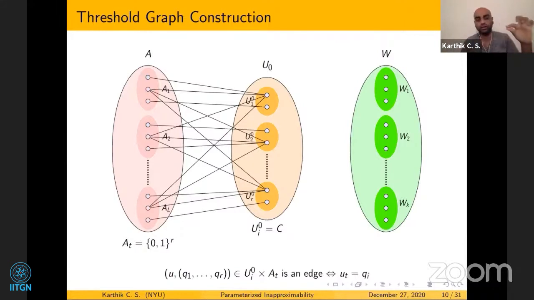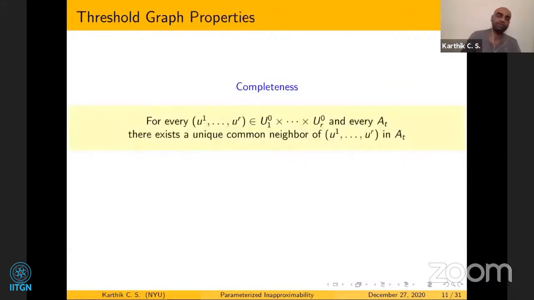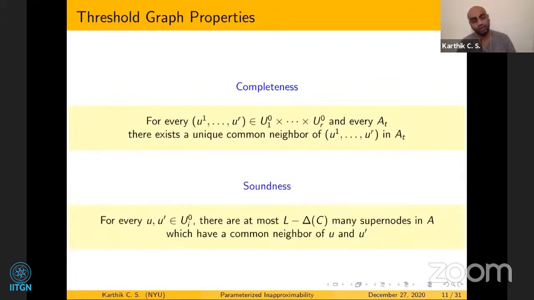So it's the common unique neighbor. It's a neighbor to every one of them, and it's unique. So the completeness just says that if you pick one guy from each one of them, then there is a common neighbor, which is also unique. So there's exactly one of them. And this is completeness.